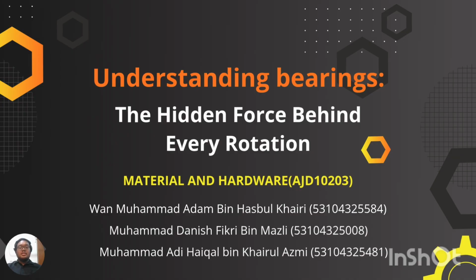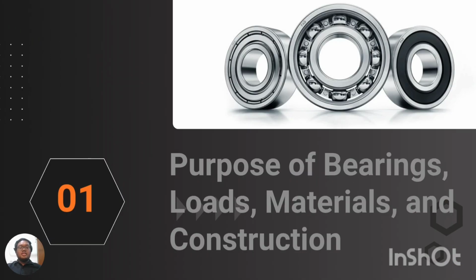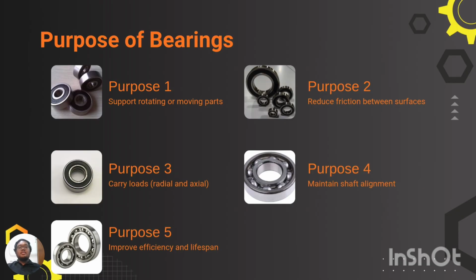So let me start with number one. Purpose of bearings, loads, materials, and construction. So what are their purposes? First, purpose of bearings. Purpose number one, support rotating or moving parts. Purpose number two, reduce friction between surfaces. And number three, carry loads, radial and axial.